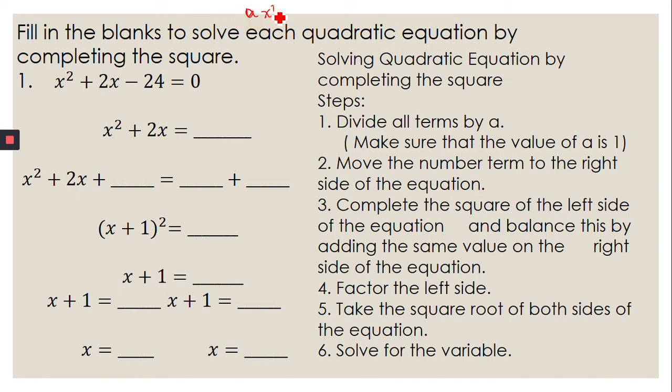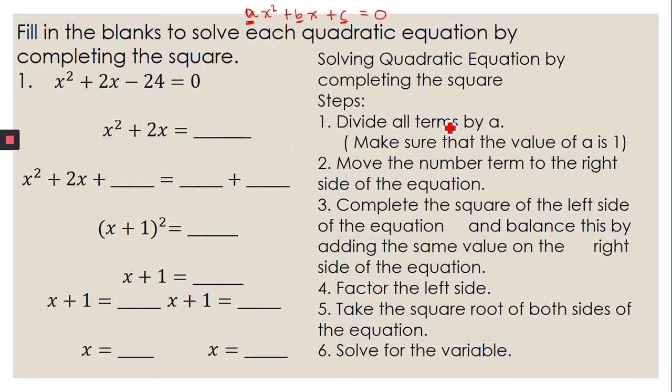Ax squared plus bx plus c is equal to 0. This is your a, b, and c. If you will remember, that is the standard form. Now, when you're applying completing the square, make sure that the value of your a here is 1. If it's not equal to 1, you have to divide all terms by the value of your a so that it becomes 1.